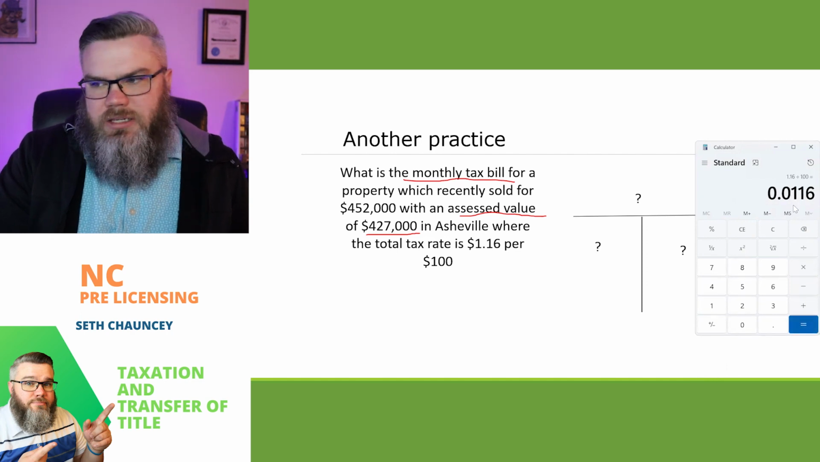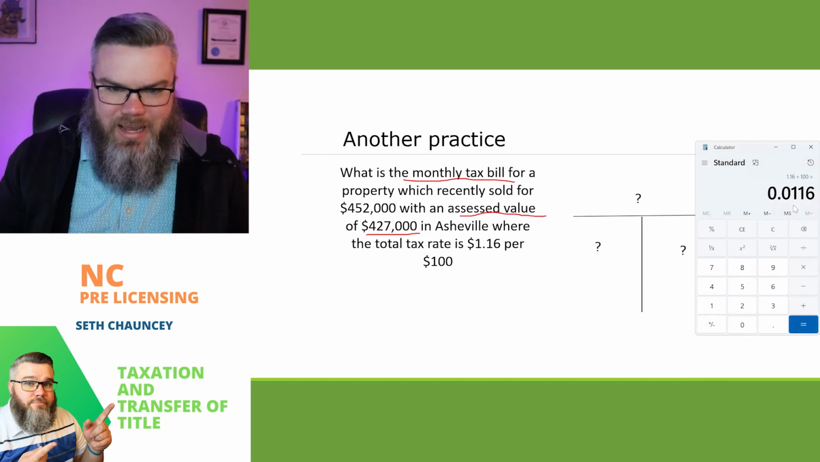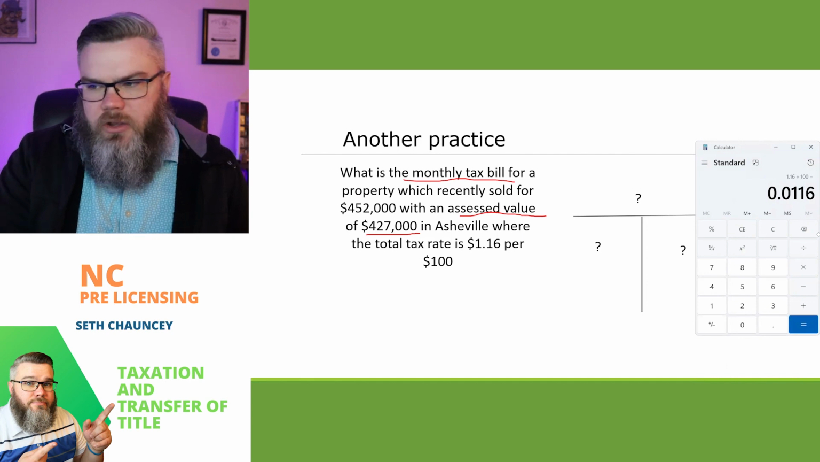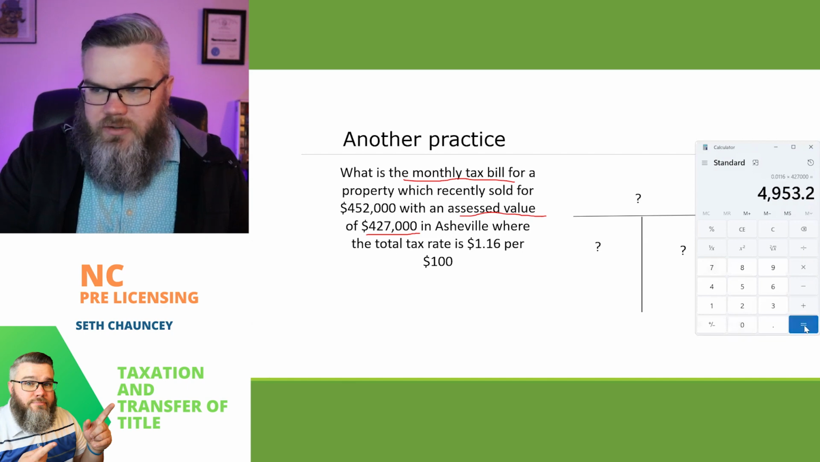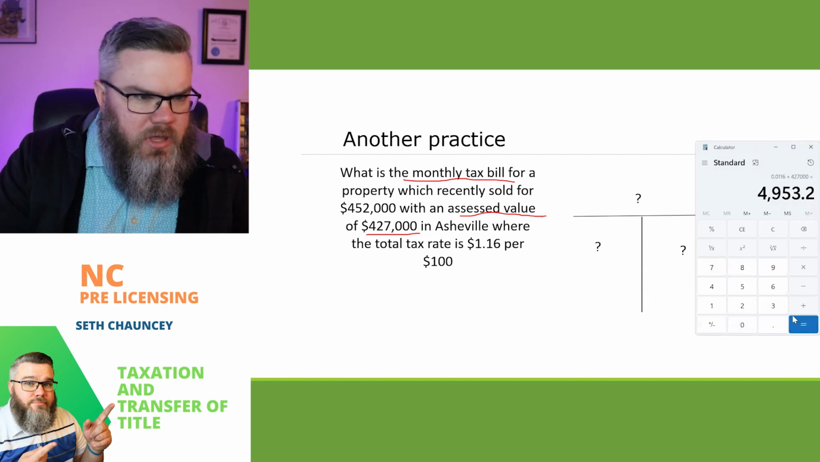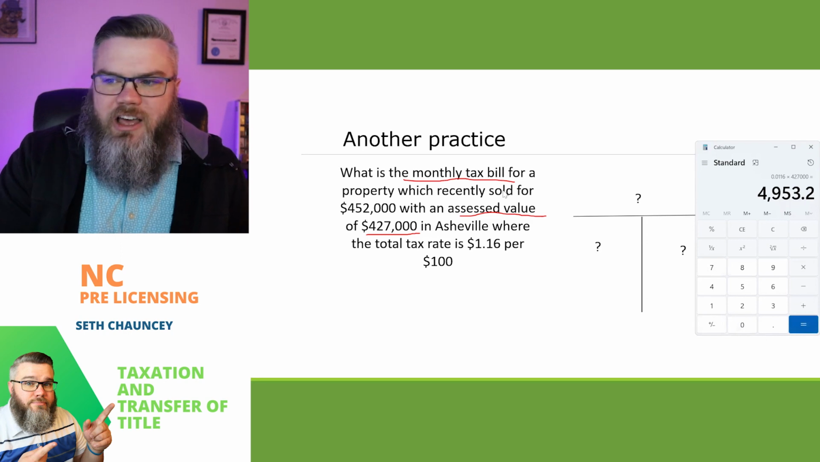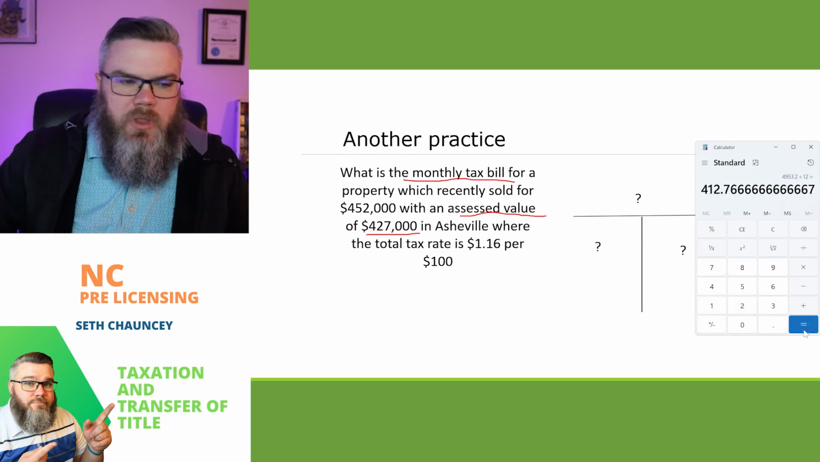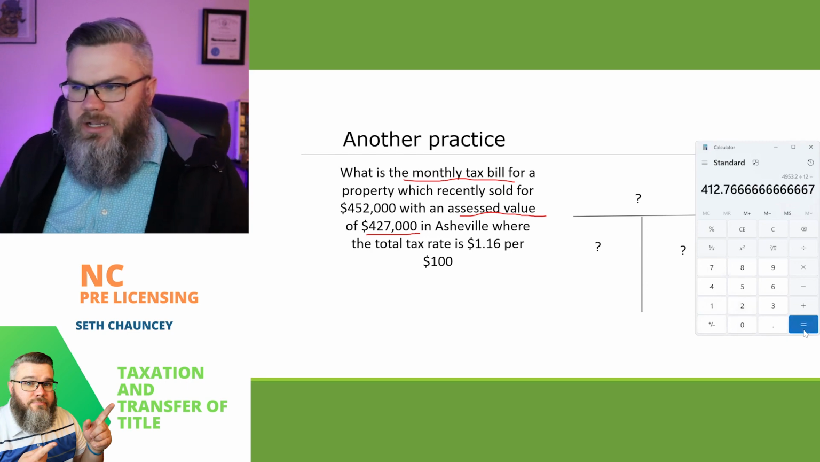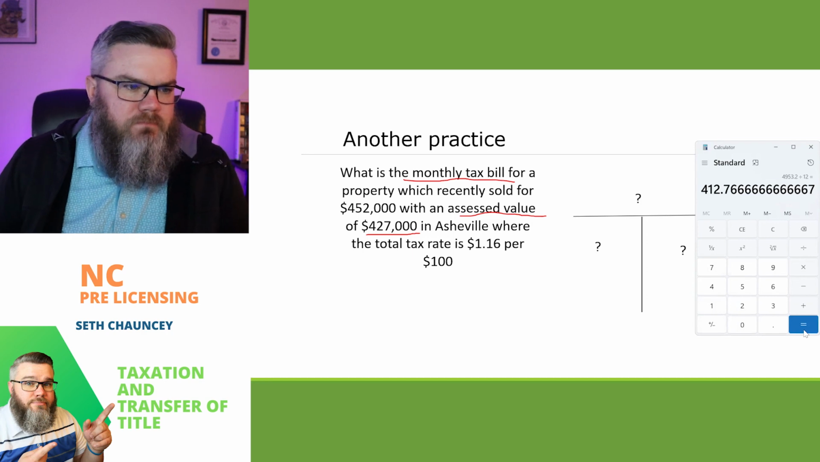So you owe the tax assessor 0.0116 per dollar of assessed value. So I can multiply that by our assessed value of $427,000, which gives us an annual tax bill of $4,935. But what we want to know is the monthly tax bill. So divided by 12, because there are 12 months in a year, would be $412.77.